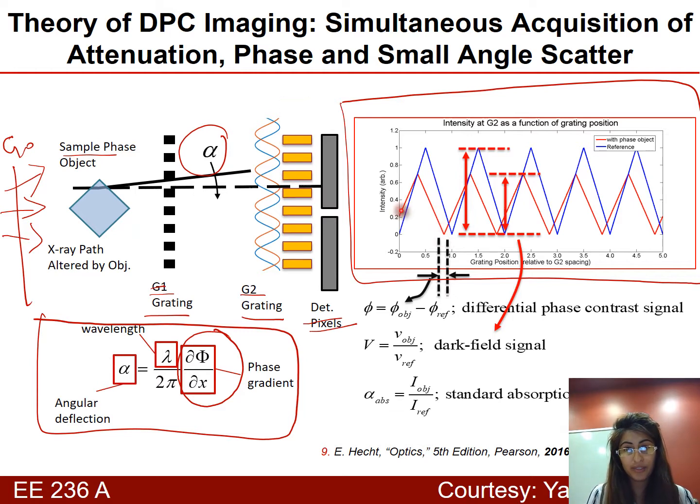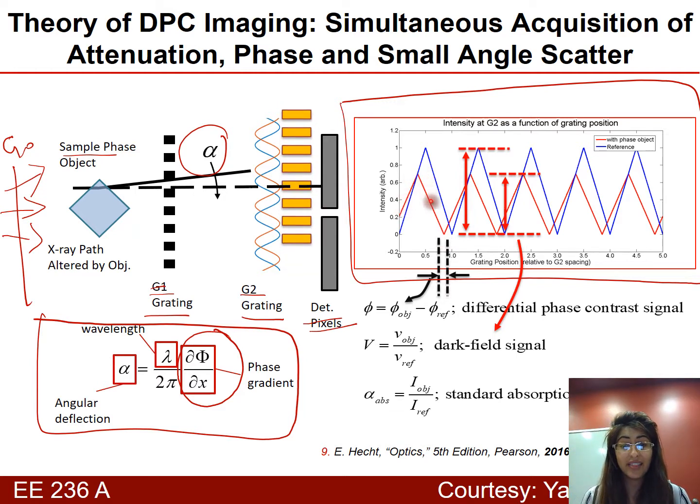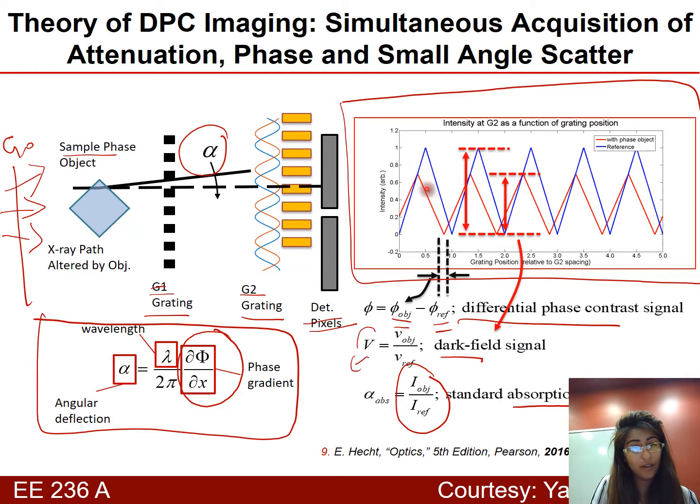Here we can see two different waveforms, the blue and the red one. The blue one corresponds to the reference, which is taken without the object in the beam path, and the red one is the one which is taken with the object in the X-ray beam path. It is clearly evident that both of these waveforms differ in both the phase and the amplitude. DPC is the difference in phase of the object and the reference. Absorption is the intensity of the object divided by that of the reference. Dark field, or visibility, is the visibility of the object divided by the reference. So this is how DPC X-ray imaging works.